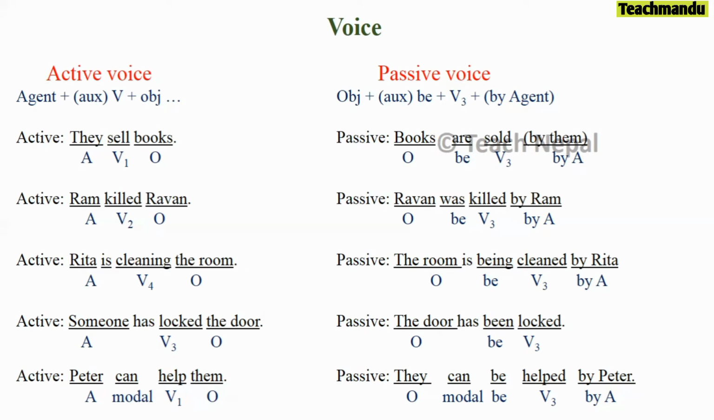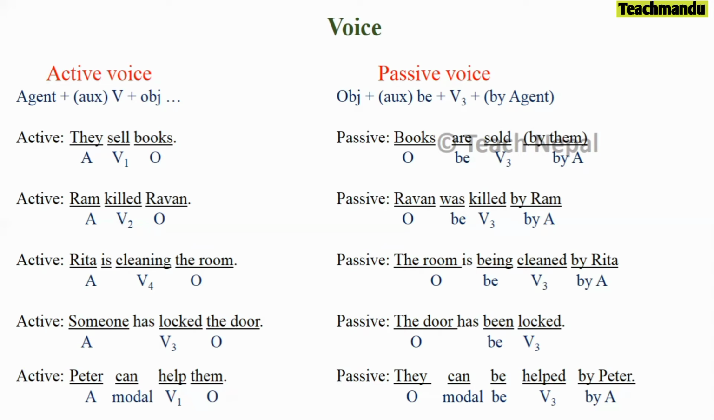Rita is cleaning the room. The room is being cleaned by Rita. So in this case, this is cleaning, the verb 4 form, and if there is a verb 4 form, there should be being plus verb 3 while changing it into a passive sentence. Someone has locked the door. So if there is someone, somebody, no one, nobody, these kinds of indefinite pronouns or anonymous subjects, we don't mention them in the passive sentences, or we don't connect them with the preposition by.